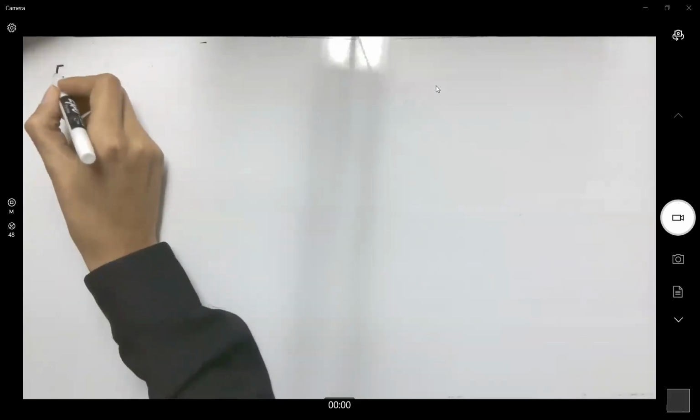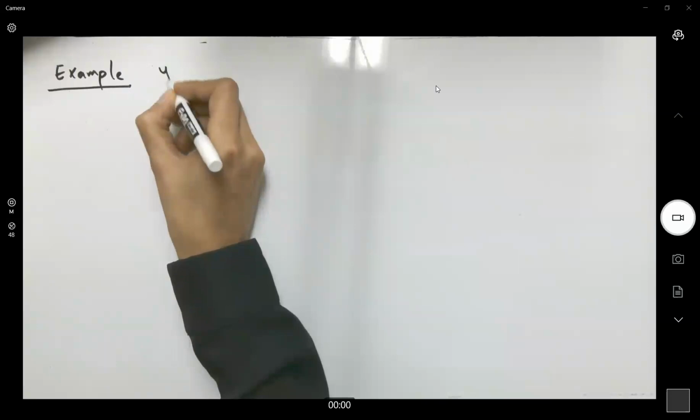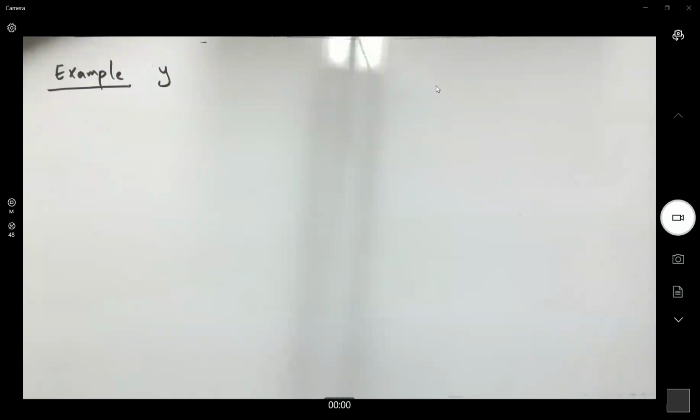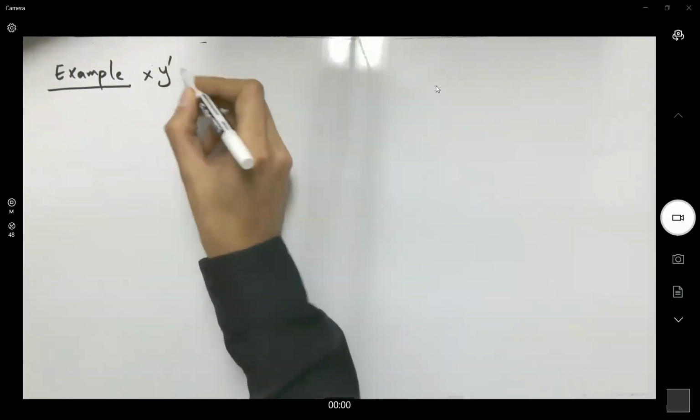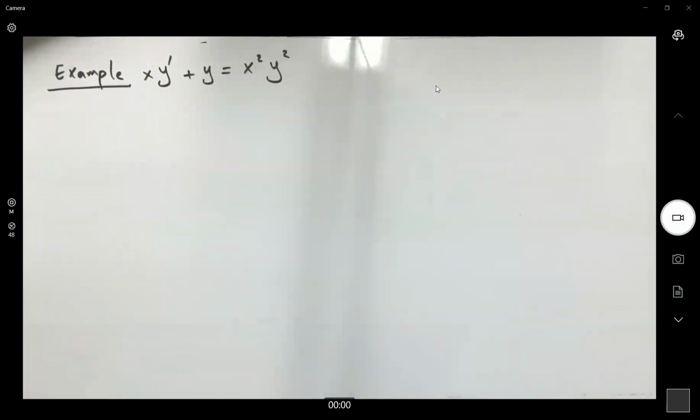Very well. So our goal is to solve this differential equation. The differential equation given to us is as follows. It says, here we have y prime times x plus y equals x squared times y squared.